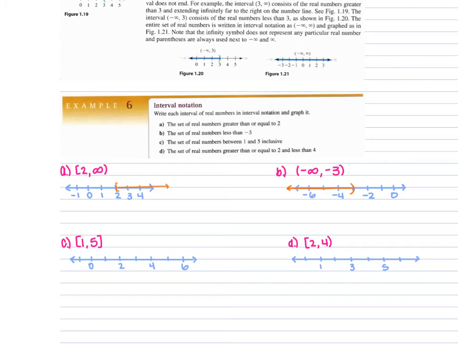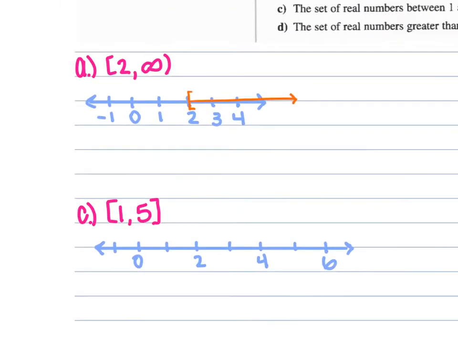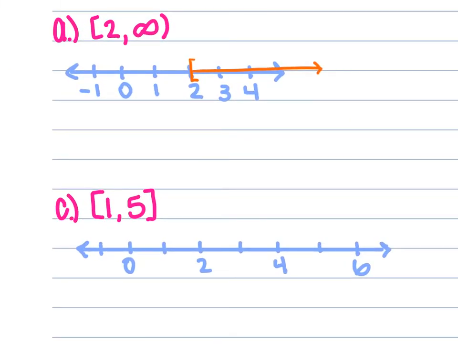C says the set of real numbers between 1 and 5 inclusive. Inclusive means that it includes 1 and 5. So between 1 and 5 just means that we're going from 1 to 5 on our number line, and we're going to have brackets on those, so that way we represent that it includes 1 and 5.